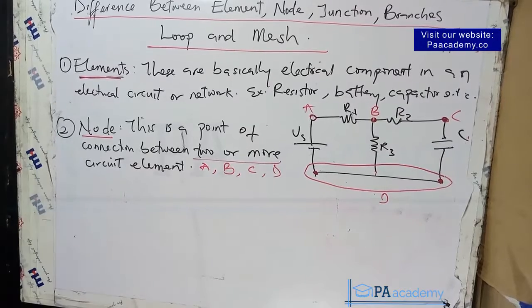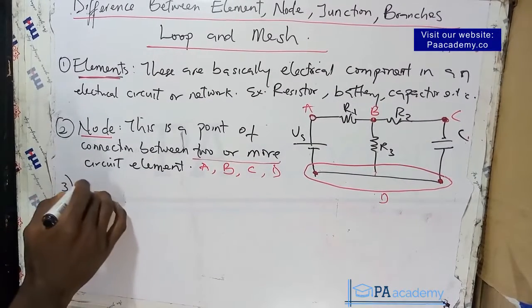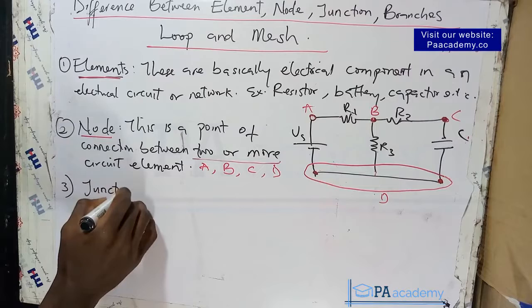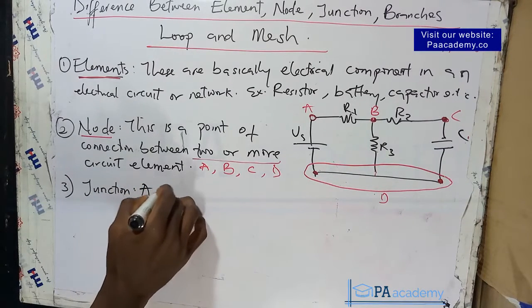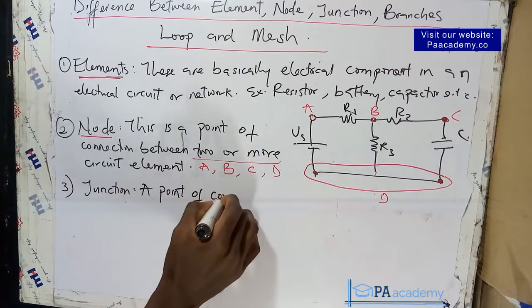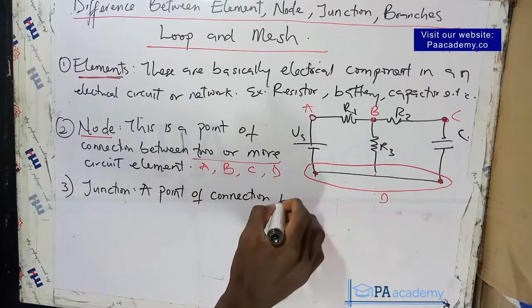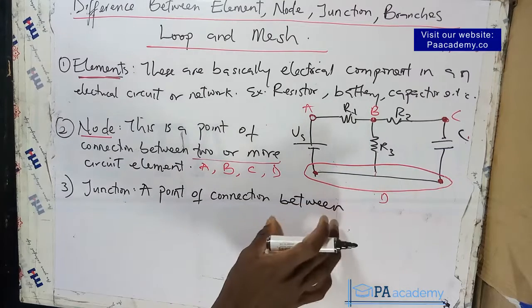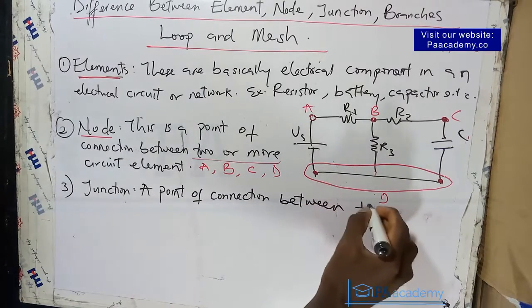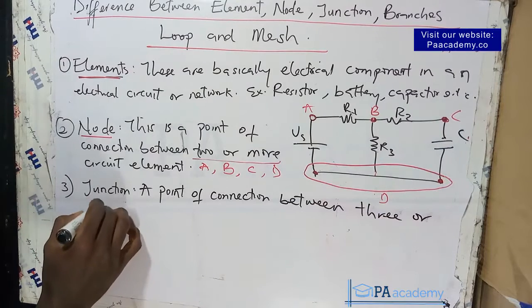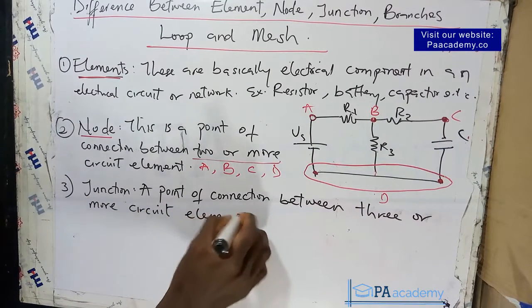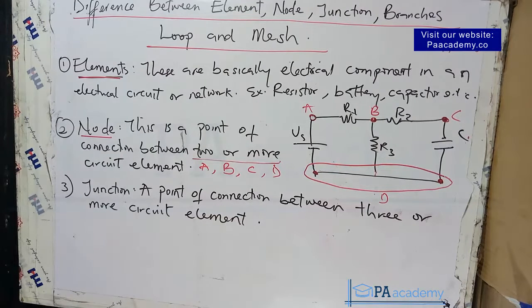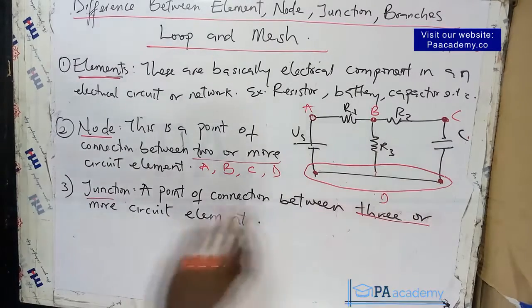All right, so let's look at the third one. The third one is what? Junction. When we talk about junctions, it's what? A junction is a point of connection between three or more circuit elements. I hope you're able to get the difference between a junction and a node. A node is between two or more, while a junction is between three or more.